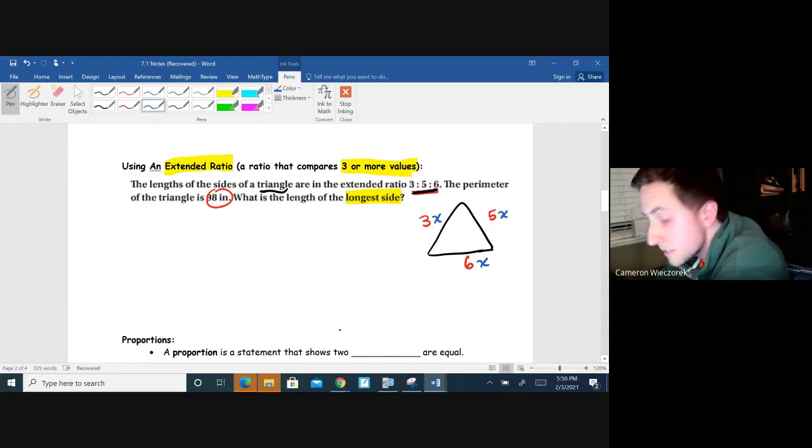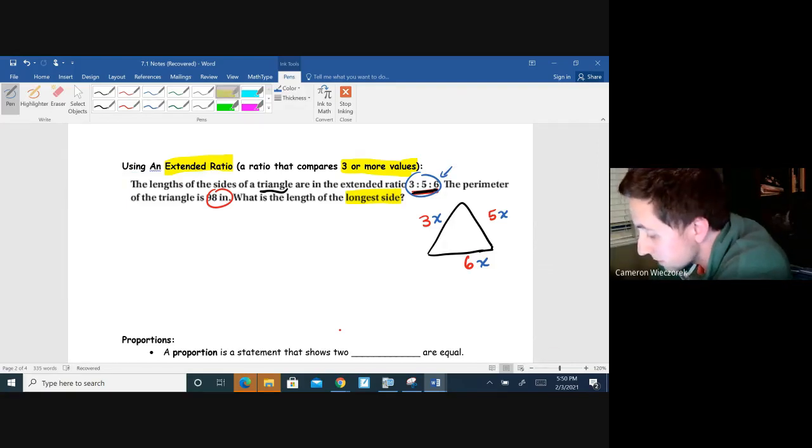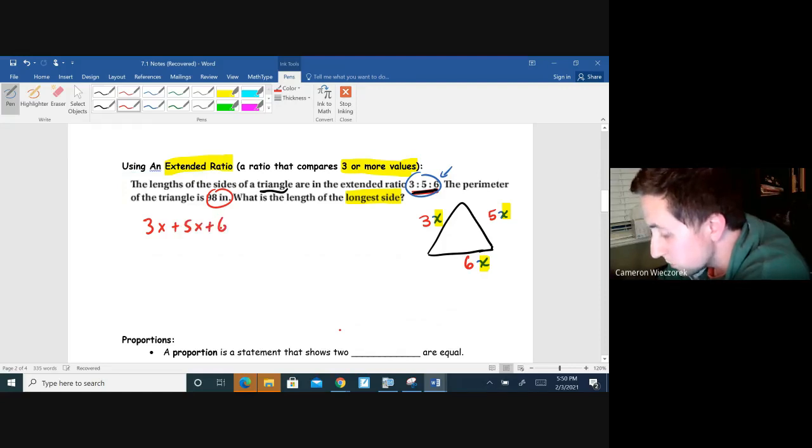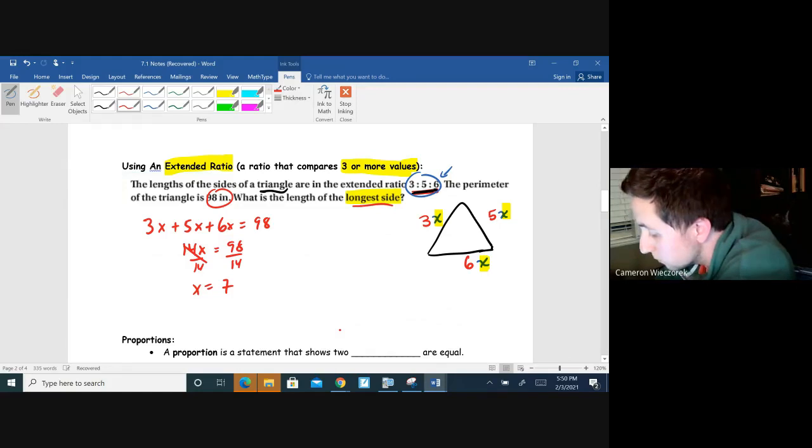So I'm just tagging an X onto each of them, because if I divided X out from each of these, I would still reduce to 3 to 5 to 6. So that's the one thing you've got to make sure you tag next to the 3 numbers they give you. Put an X. Now I can use the perimeter. Those 3 sides need to add up to 98 inches. And then I do a little algebra to get X. 14X equals 98. Divide, divide. We get 7. Plug it in. Longest side would be the one with the 6. 6 times 7 would be 42. So my longest side here would be 42 inches.